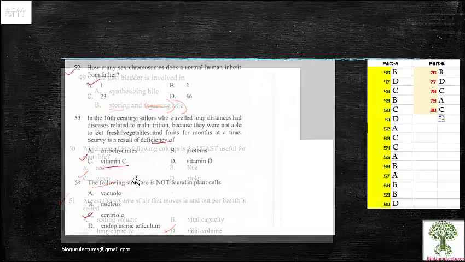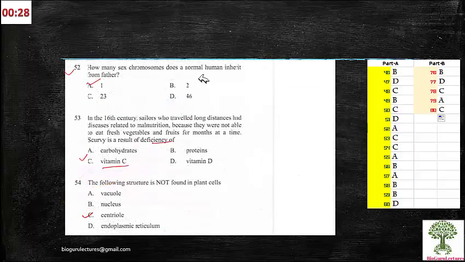Next, 52nd one, how many sex chromosomes does a normal human inherit from father? It's only one. Even this one chromosome is called an allosomal chromosome. Generally, it will be represented as capital Y. Next, 53rd one, in the 16th century, sailors who traveled long distances had diseases related to malnutrition because they were not able to eat fresh vegetables and fruits for months at a time. Scurvy is a result of deficiency of vitamin C, which is called ascorbic acid.